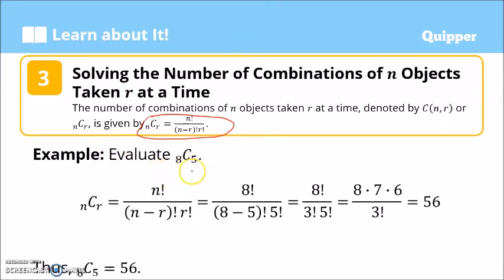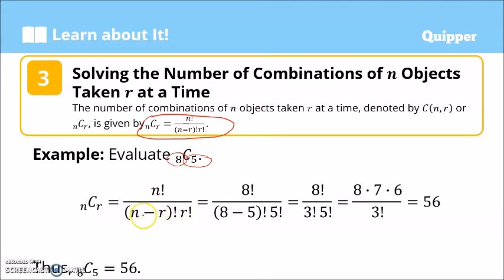So, let's evaluate 8C5. So, this is 8 objects. Our n is 8. Our r is 5. So, meron tayong 8 objects na pagpipilian, pero yung gagamitin natin, 5 lang. Okay, so, that would be nCr equals n factorial over n minus r factorial times r factorial.